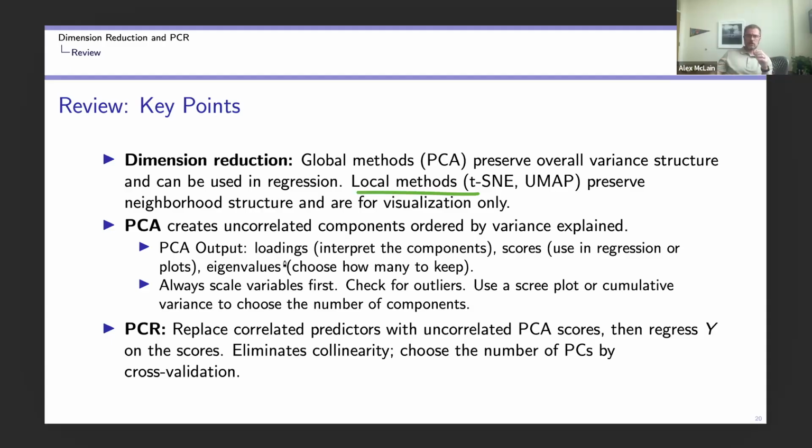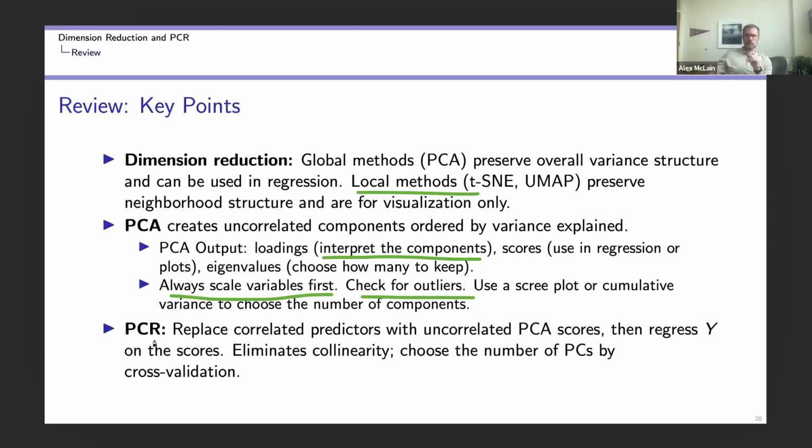The loadings are important to look at so we can interpret the components that we have. In our example with the food data, we saw that the first principal component separated things into basically foods that are from things that are alive and foods that are from plants. When we are implementing PCA, always scale the variables first, and check for outliers. Sometimes we may want to transform the variables to make them have a more bell-shaped normal distribution.